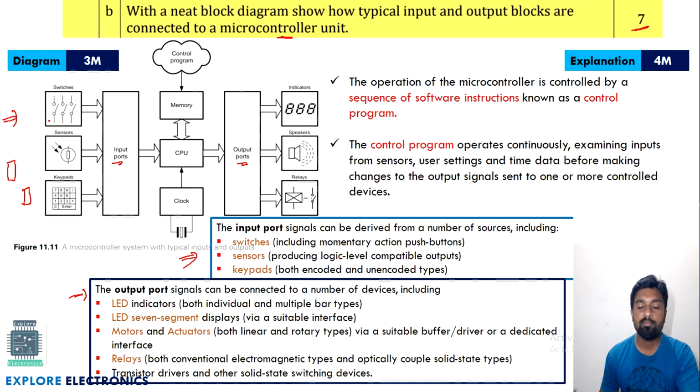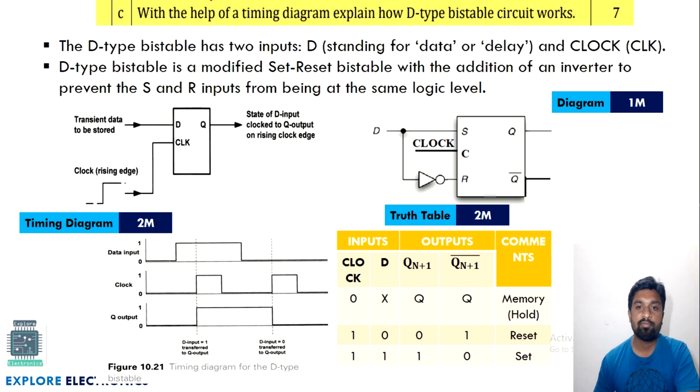These things need to be explained in brief. If the block diagram or circuit diagram or expression is there in the answer, that carries maximum marks. Your explanation carries half of the marks. With the help of timing diagram, explain how D-type bistable works. D-type bistable works means directly the question is on working of a D bistable.